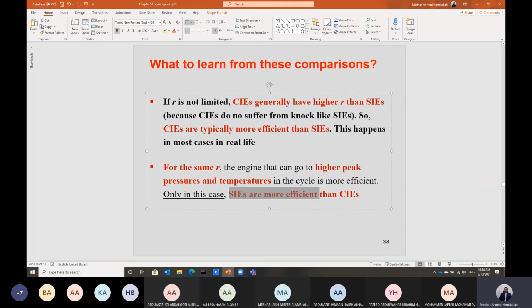And the diesel engine, as it can work at a higher compression ratio, can generate higher peak pressure and higher peak temperature in this case, and it should result in better performance and greater work output from the engine.